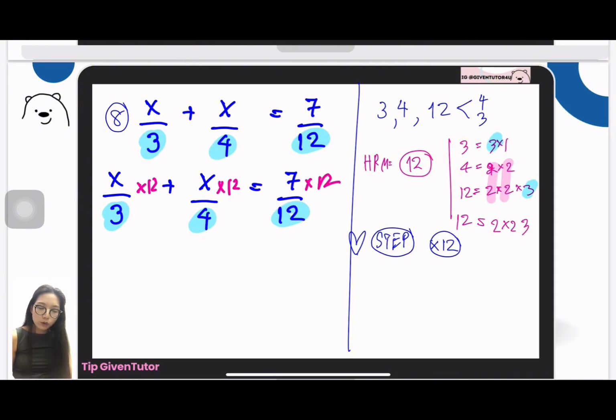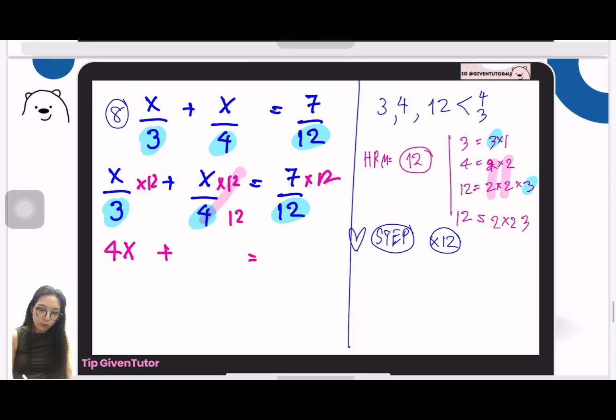So when you have 12 divided by 3, you get 4. So right here you get 4x, right? And then plus, this is 12 divided by 4, so you get 3, so it will be 3x. Okay, after that 12 divided by 12, you get 1, so this is 1 times 7, you get 7 right here.